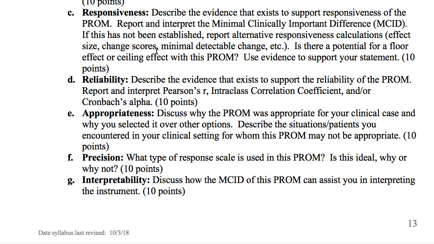Reliability is, can I do it and you do it, and will we get the same scores? And so we'll address that. The research that you're using should address this. You'll just report what they have found. And a lot of these you're just reporting what you have found in the research.